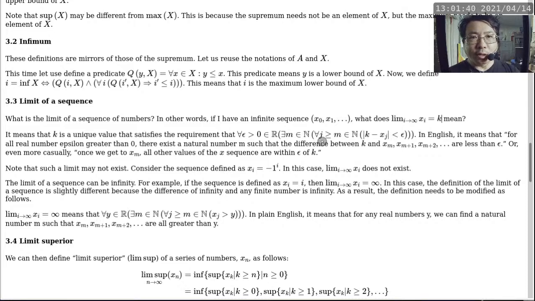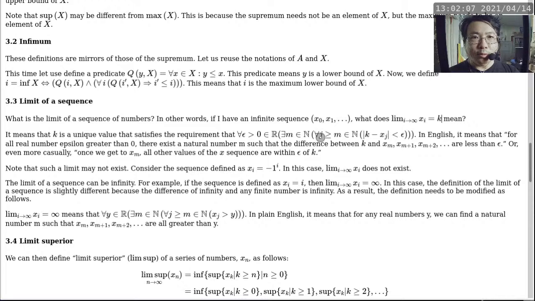Then it says for all j that is greater than or equal to m as a natural number, the absolute value of k minus x of j is less than epsilon. Whew, man, what does that mean? Okay, so first of all, what is j? What is the purpose of j here? j is being used as an index into the sequence.